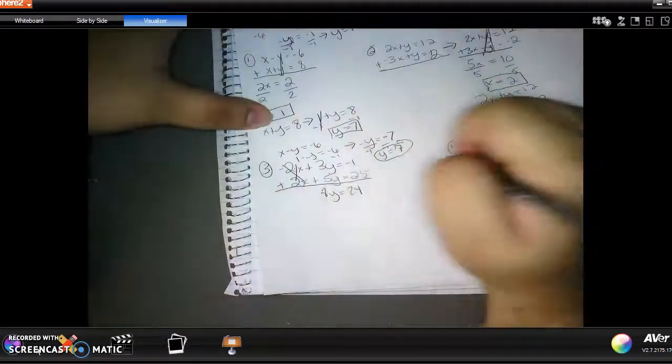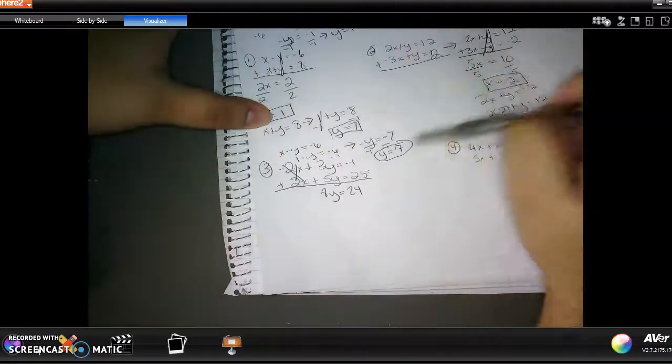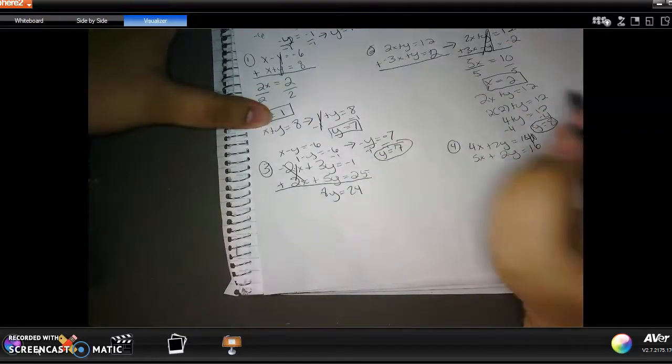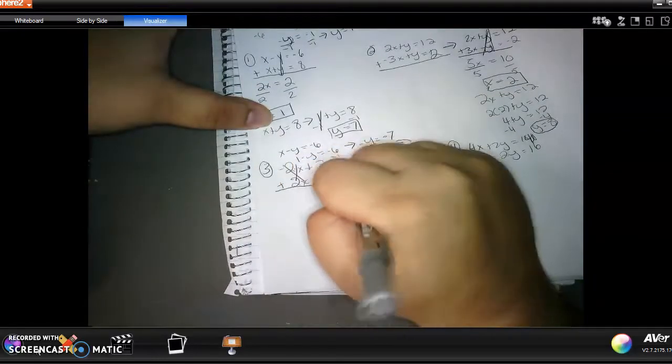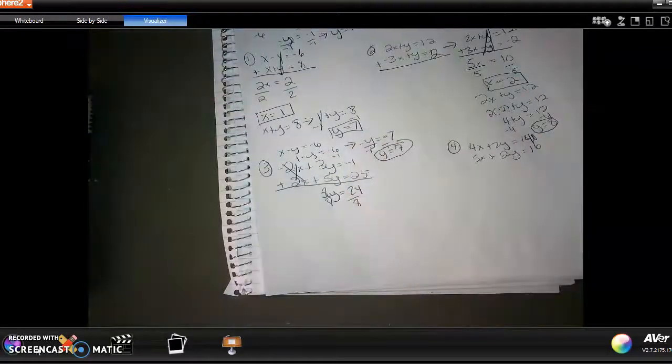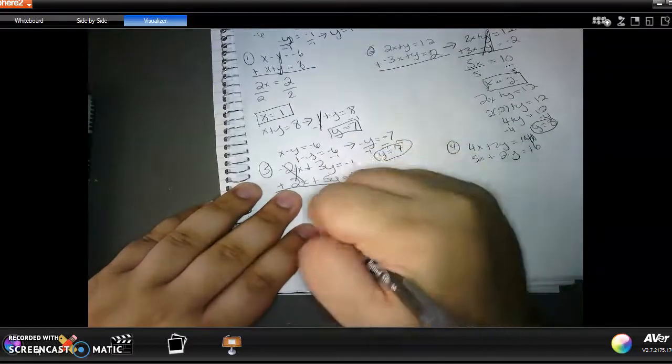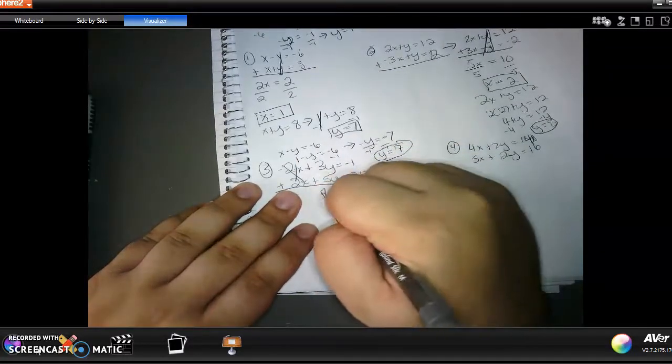Now what we're going to do, just like everything else, you see it back up here, if we had a number in front of our variable that we're looking for, we divide it out. So we divide by 8 on both sides, and we have 8 divided by 8 is 1, so that's gone. 24 divided by 8 is 3, so y equals 3.